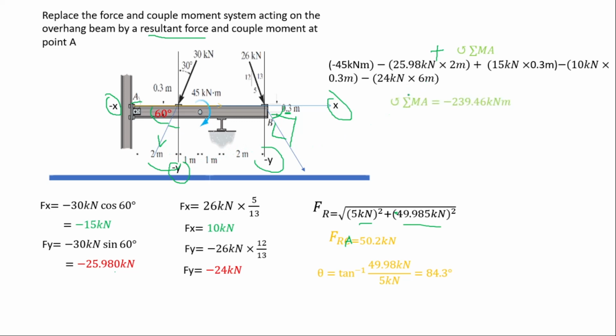When you do that correctly, you're going to get the couple moment at A to be negative 239.46 kilonewton meter. This can be written as the moment equal to 239.46 kilonewton meter clockwise because of this negative sign. So this indicates that the moment is moving in the clockwise direction.